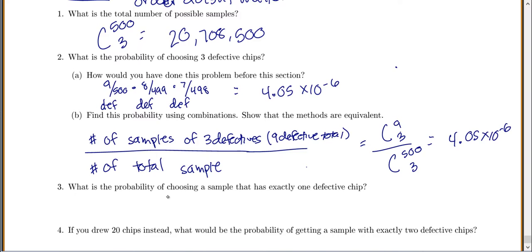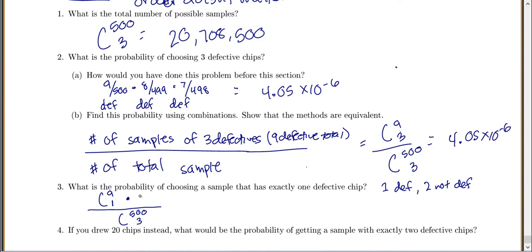And our next one, what is the probability of choosing a sample that has exactly 1 defective chip? So this one you have to think about a little bit harder. On the bottom, we're still going to put our number of total samples, which is still our 500 choose 3. But then on the top, you only want to get 1 defective chip. So if I have 9 defectives, I want to get 1 defective. But if I only want 1 defective, then the other 2 must be not defective. So I need to get 1 defective and 2 that are not.